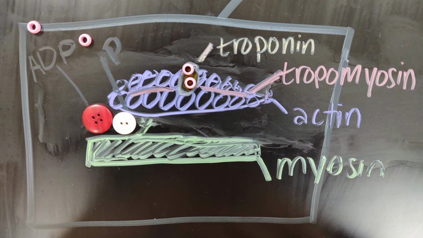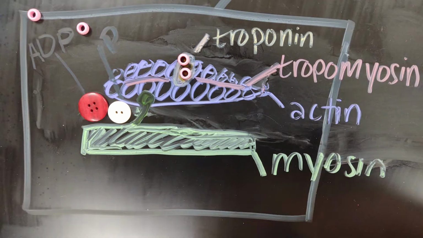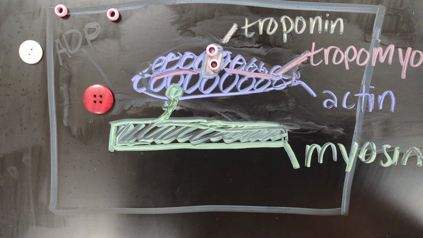The calcium then binds to troponin, causing the troponin to change shape. The troponin pulls on the tropomyosin, exposing the previously blocked binding sites for the myosin heads to attach onto. Myosin then attaches to the actin, creating cross bridges and releasing the phosphate group.